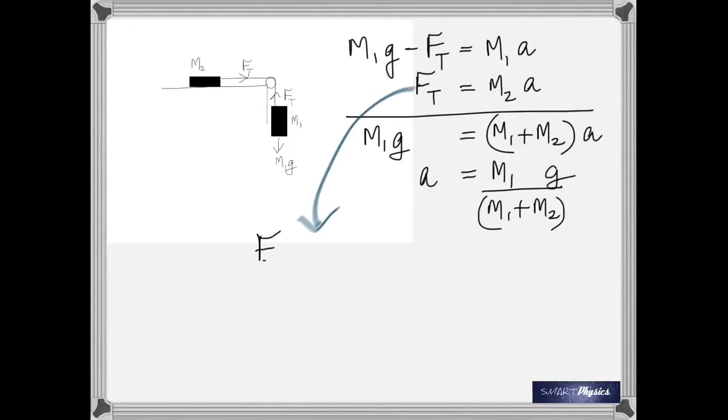And then once you get a, substitute into this equation to calculate the tension. Yeah, m2 times a, so you will get m2 m1 g by m1 plus m2.